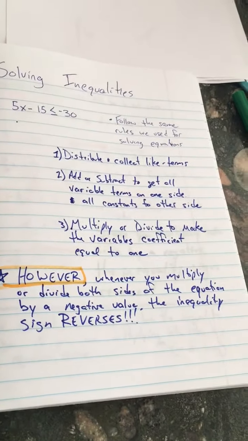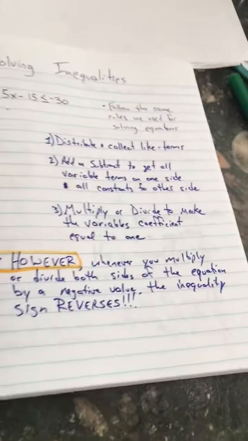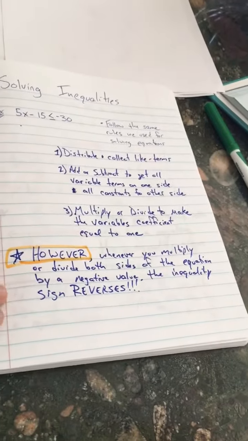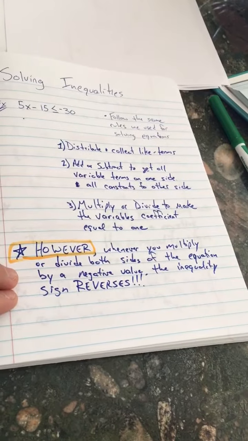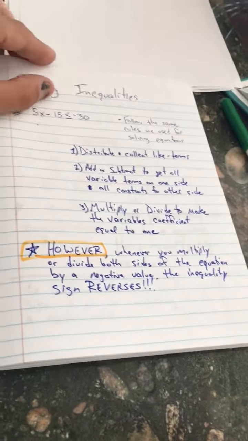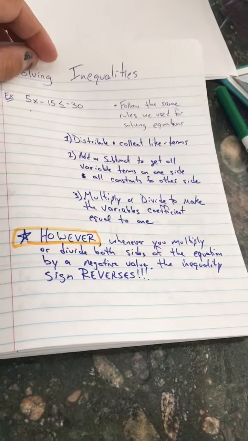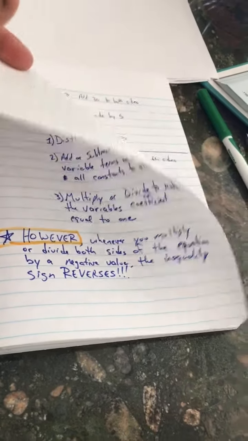Just multiplication, division. When I come back on Wednesday, I'll show you why. I'll demonstrate why that's the case. But today, just remember that rule. If you multiply or divide by a negative, flip the sign, okay? We flip the inequality sign. And that's only if you multiply or divide both sides of the equation, not if you're distributing, okay? That wouldn't change the sign.